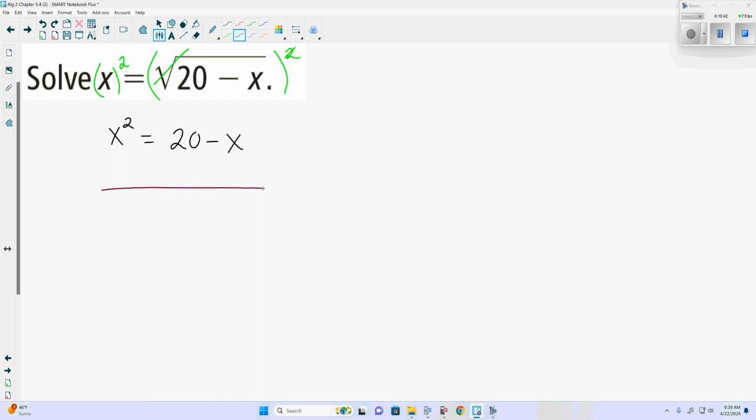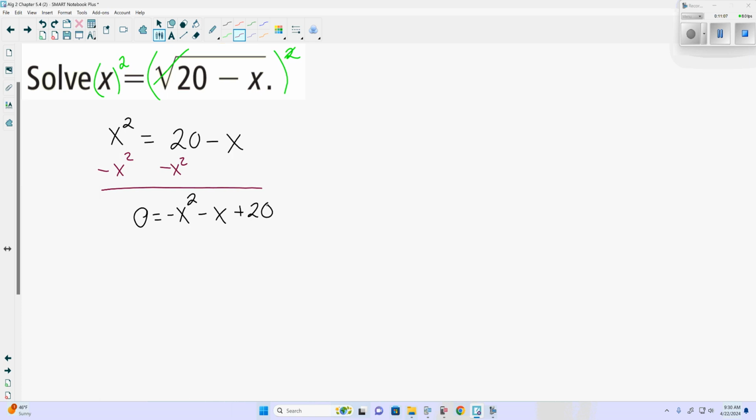We can do exactly like we did on the last one. We can add x to both sides and subtract 20. I have a feeling we want to graph again. Yes? One thing we could do, subtract x squared from both sides. So that will make the left side 0 is equal to negative x squared minus x plus 20.